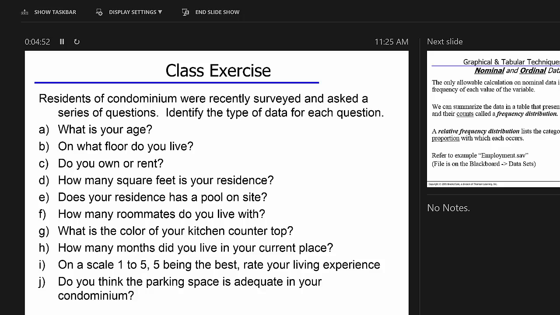On a scale of 1 through 5, 5 being the best, rate your living experience. That is definitely ordinal. Last one, do you think the parking space is adequate in your condominium? 1, yes, I do think it's adequate. 2 means no, I have problems. Nominal? Now, isn't it true that having good parking conditions is always better than not having good parking conditions? So there is an order between yes and no in this case. It's better to have adequate parking space. So that probably is ordinal. Okay, good. All right.